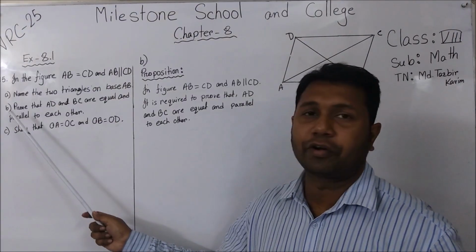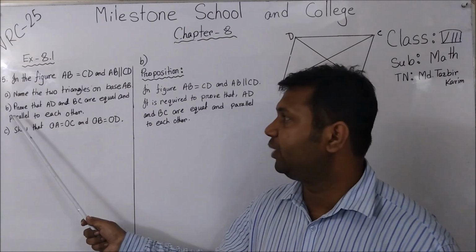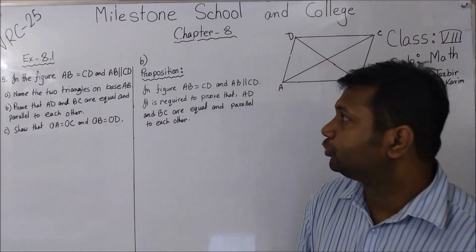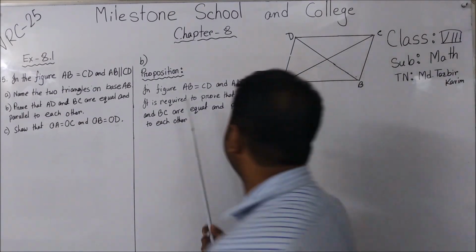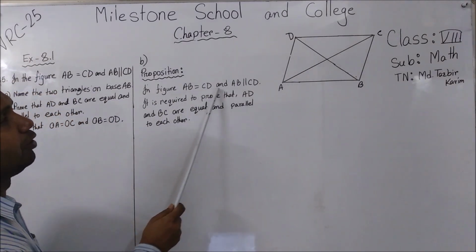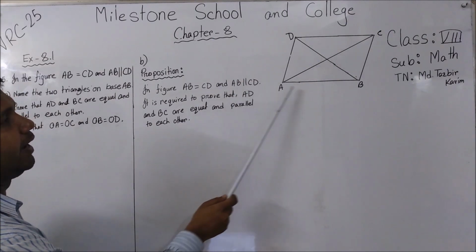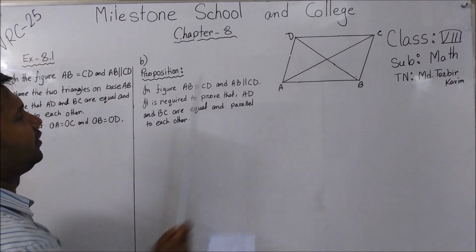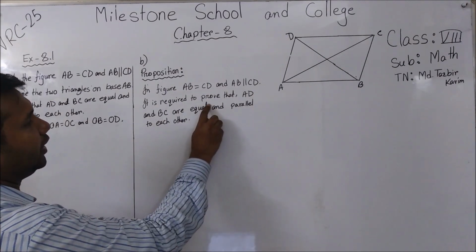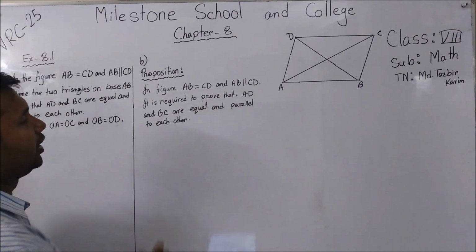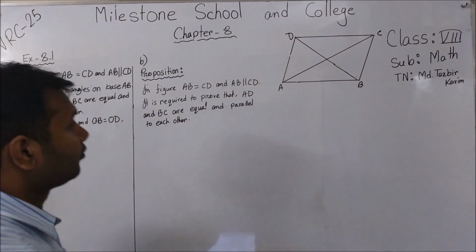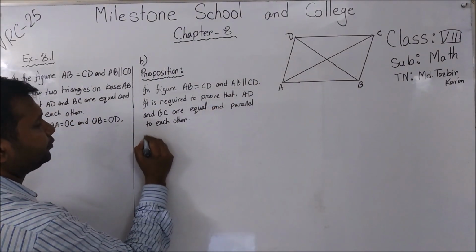Dear students, now we are going to solve question B. Prove that AD and BC are equal and parallel to each other. In the figure, AB equals CD and AB is parallel to CD. It is required to prove that AD and BC are equal and parallel. So now this is the proof.